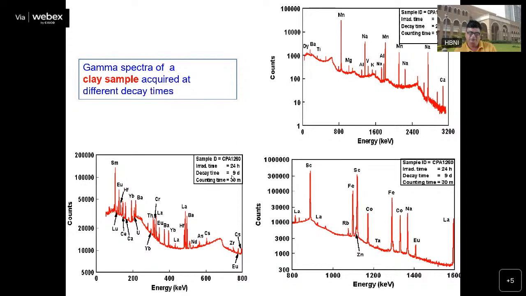But when we have an irradiation time of about 24 hours and a decay time of 9 hours, as you can see, you get much more information. So this is how we can improve. Both of these are the same spectrum; this is from 0 to 800 keV and this is from 800 to 1600 keV. The versatility of this technique will be clear from this gamma spectrum of these clay samples.